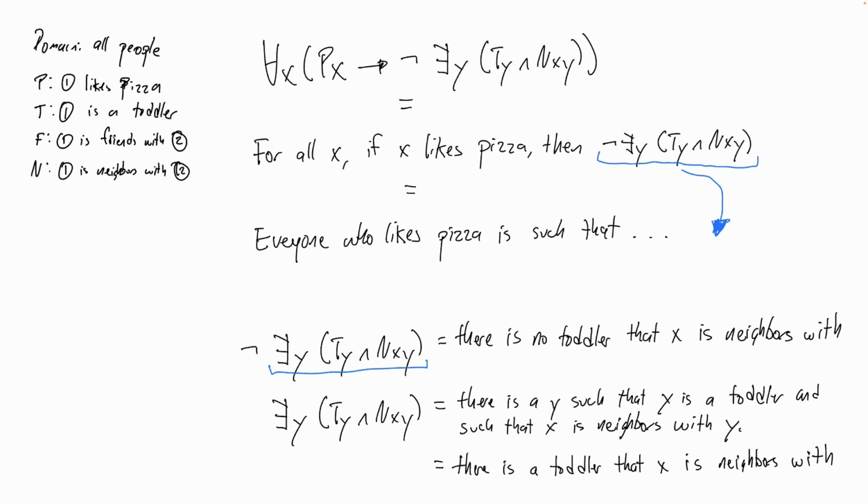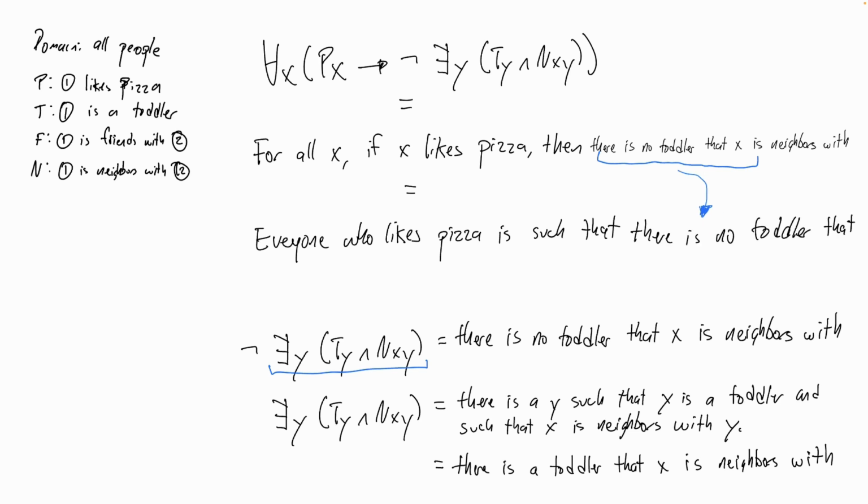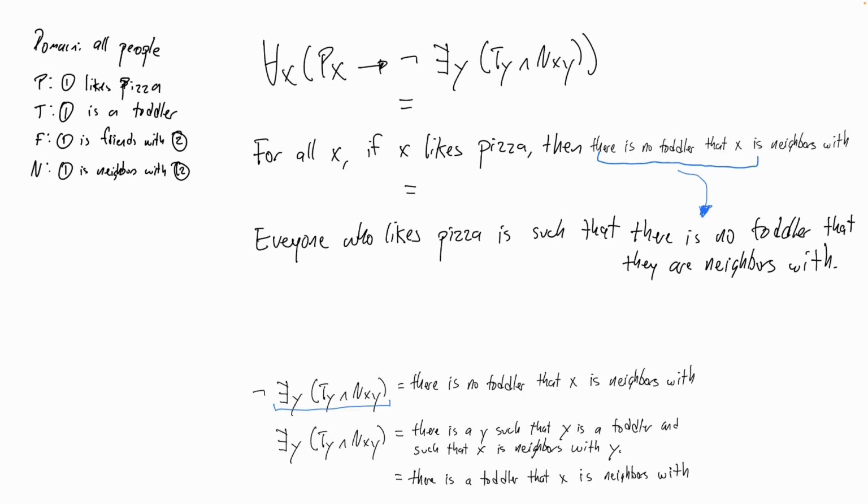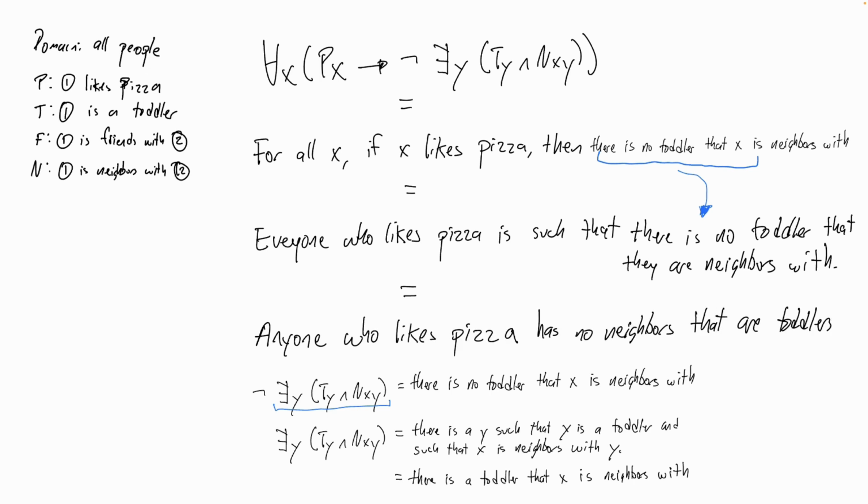So overall, the formula says for all x, if x likes pizza, then there's no toddler that x is neighbors with. In other words, everyone who likes pizza is such that there's no toddler that they are neighbors with. Or, a bit more naturally, anyone who likes pizza has no neighbors that are toddlers.